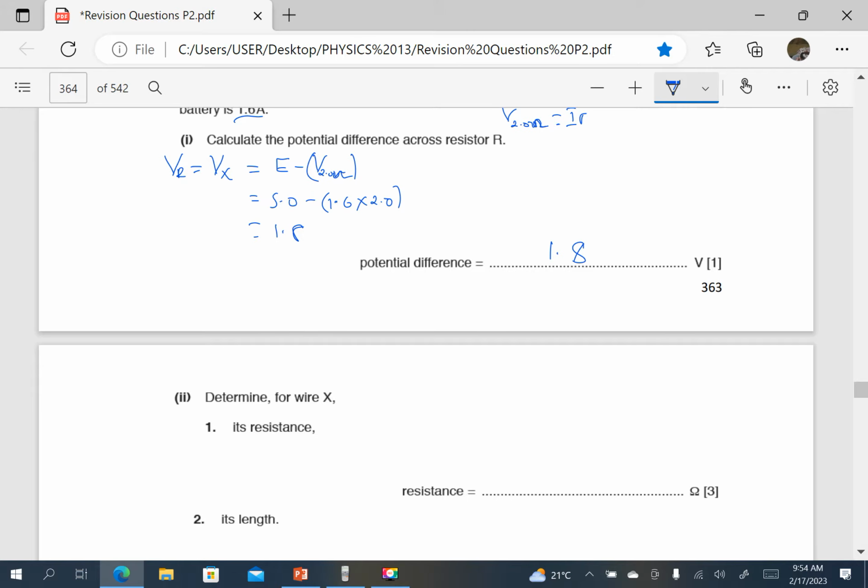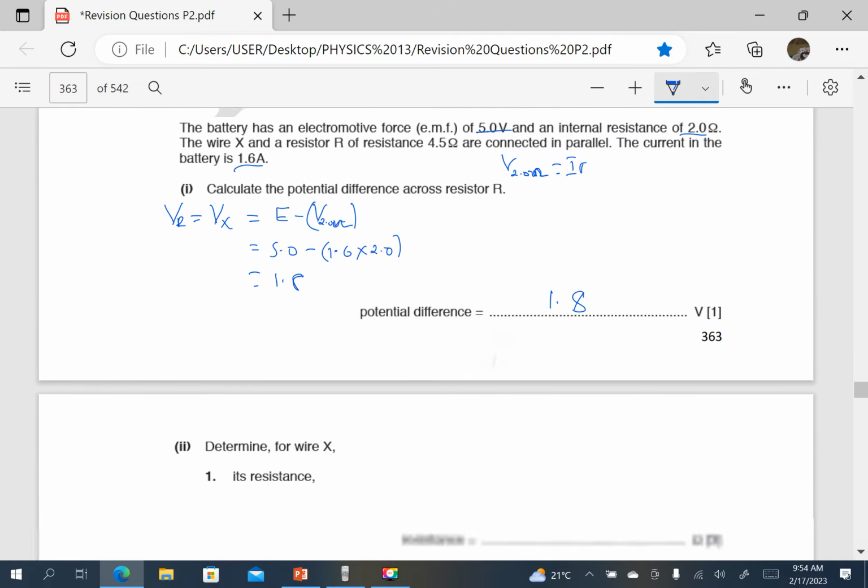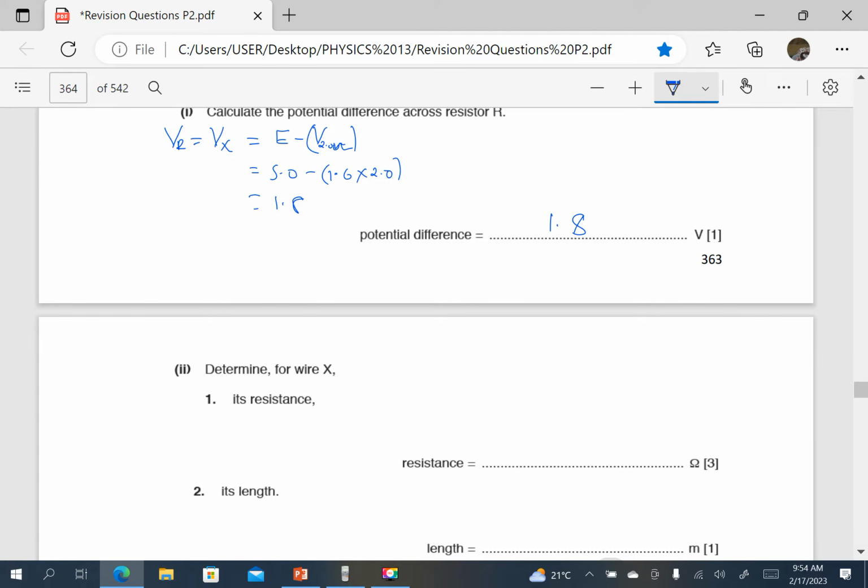Then determine for wire X its resistance. So now that we have the PD across it, we can find the current going through R first. Then I get the current through X by subtracting. So that will help me to find the resistance of wire X.